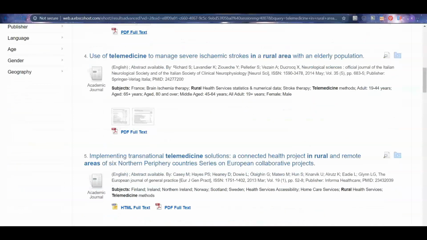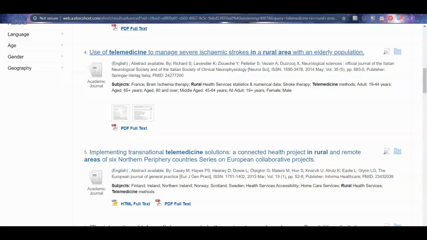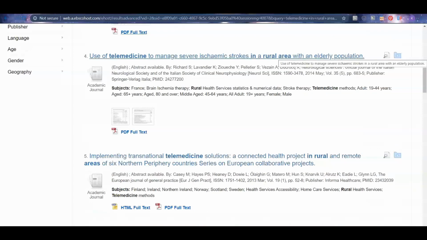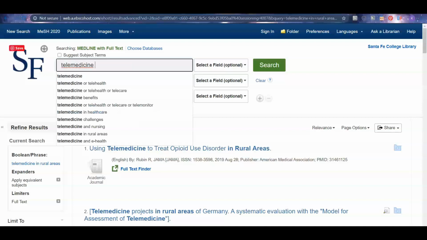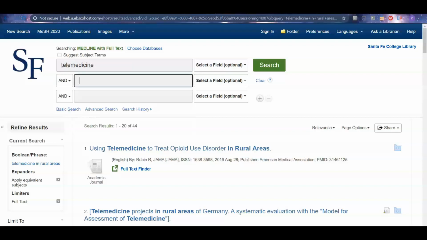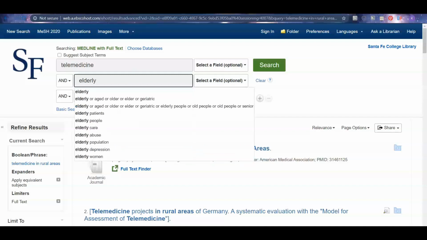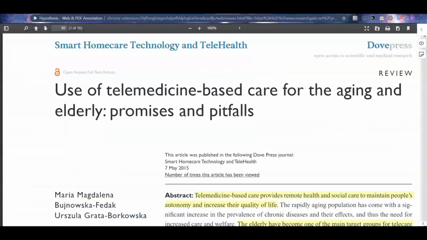So let's see if we have anything else, another elderly population article. So clearly telemedicine is something that might offer a solution to barriers that elderly people, specifically in rural areas, experience. Now, because I keep seeing this come up, I might decide to do another search and say telemedicine and the elderly. And that might also be something that's worth looking at.